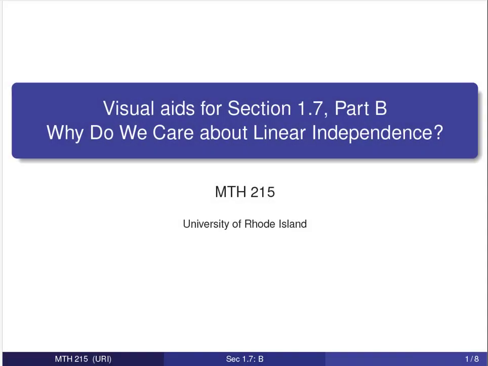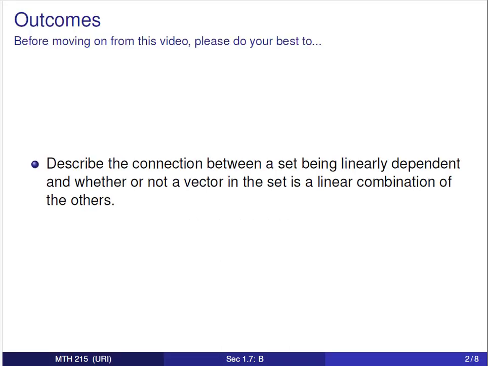Hi Math 215 students. In this second video for section 1.7, we're going to talk about why we might care about the idea of linear independence. The only outcome we want to cover in this video is to describe what connection exists between a set being linearly dependent and whether or not a vector in the set is a linear combination of the others. Now, this outcome was actually touched on in the last video, and that's where we're going to start today.